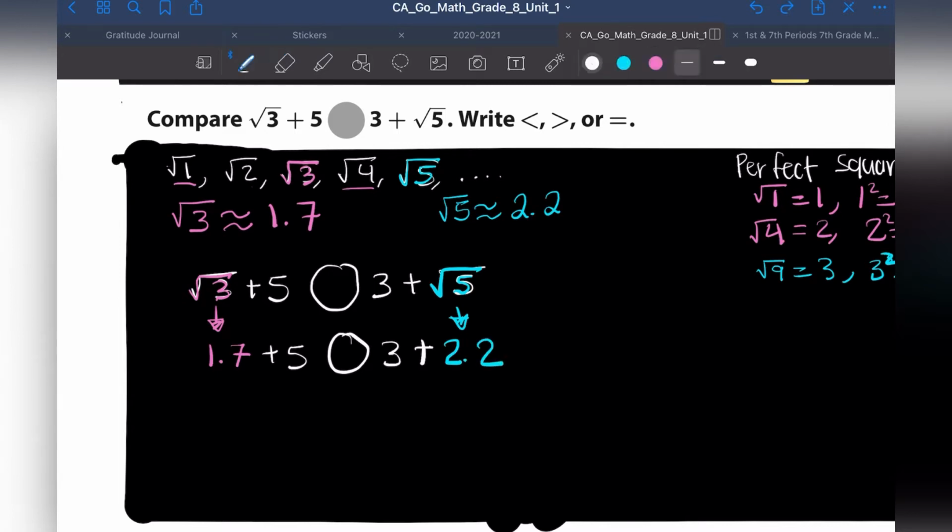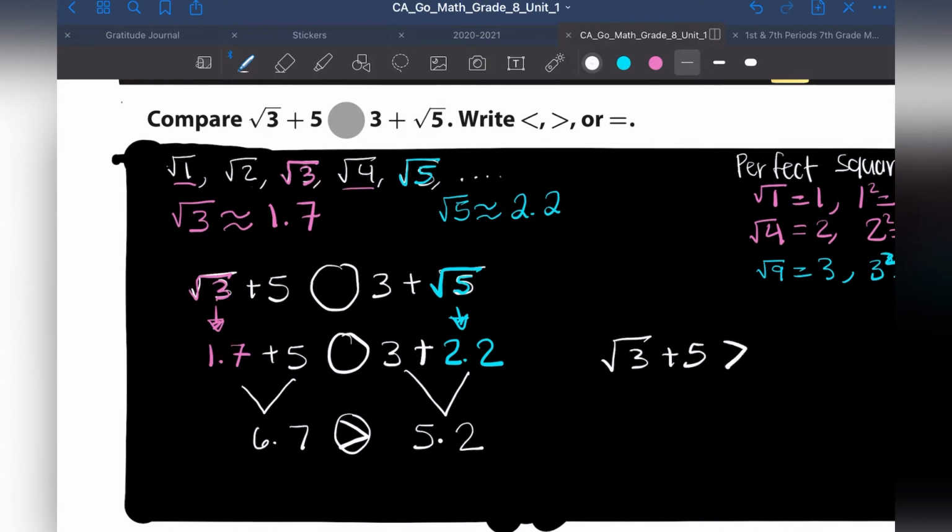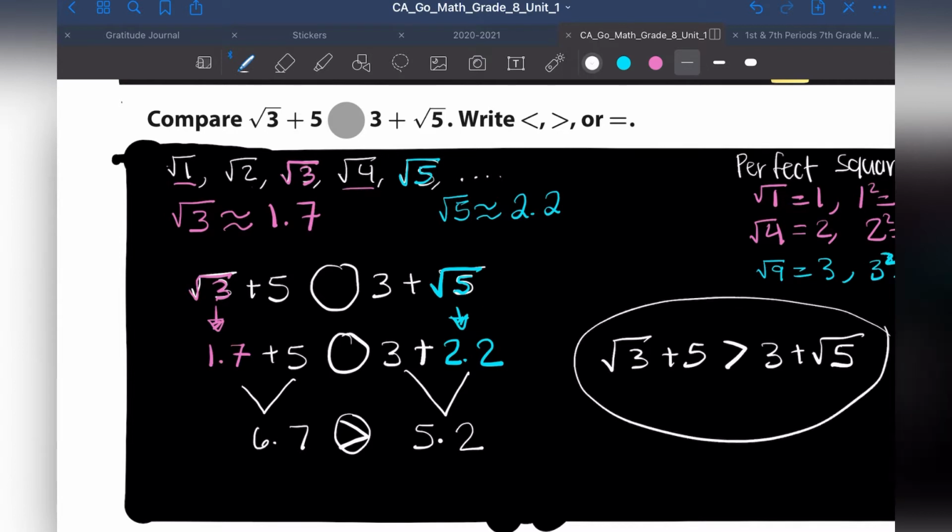So 5 plus 1.7 becomes 6.7, and 3 plus 2.2 becomes 5.2. So 6.7 is greater, and we can say that the square root of 3 plus 5 is greater than 3 plus the square root of 5. And that would be our answer.